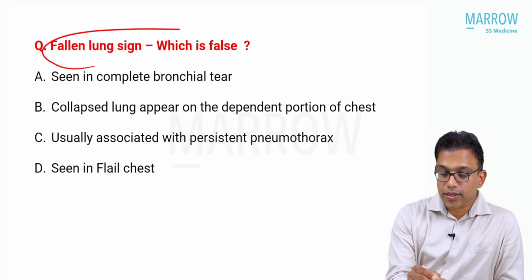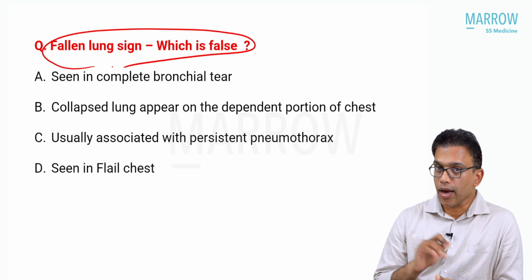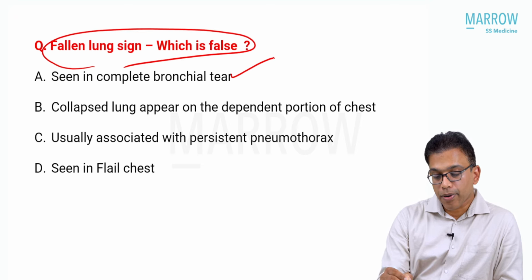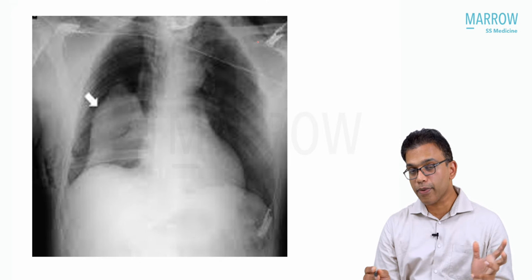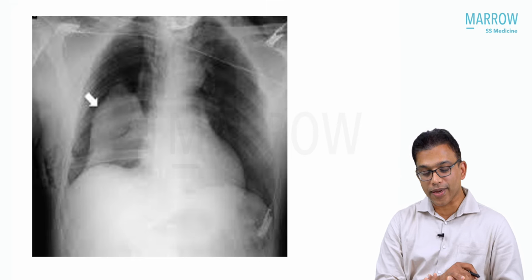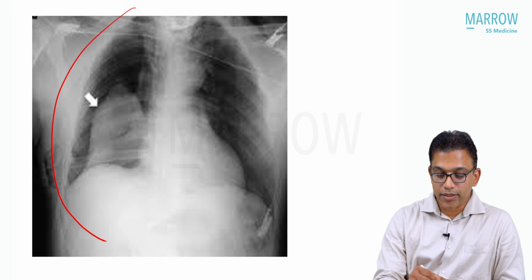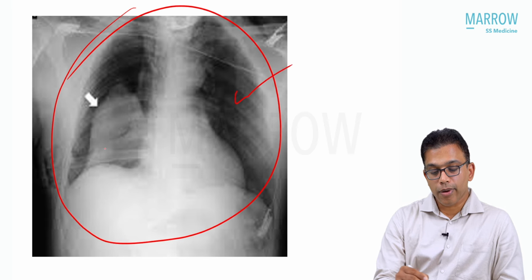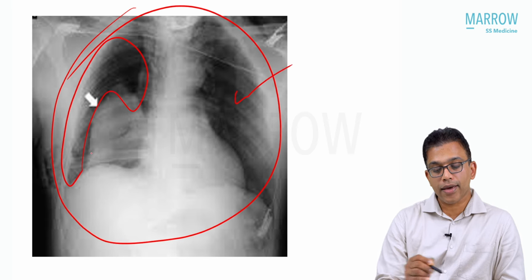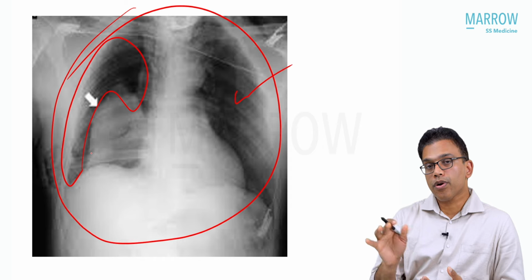Fallen lung sign is false. Another radiological sign, it's seen in complete bronchial tear. I will go to the explanation first and we will come to the MCQ later. So what does this chest x-ray show? The left lung is normal. What do you see here? There is more black color on the right side without any bronchovascular markings.